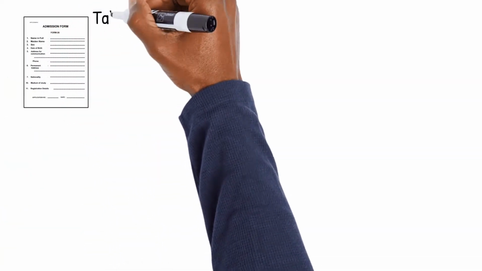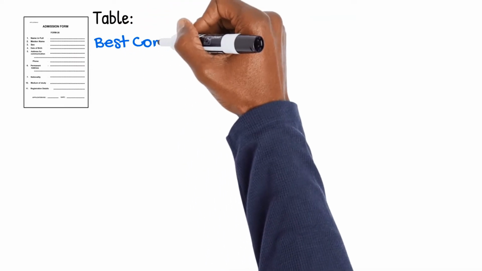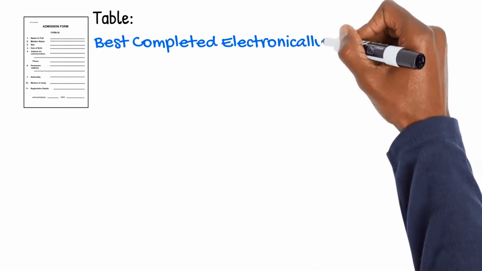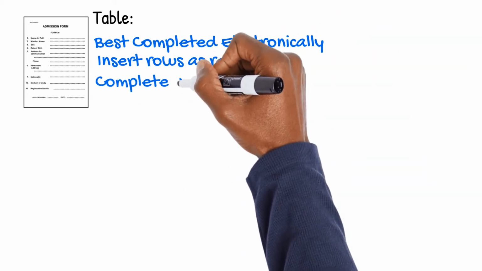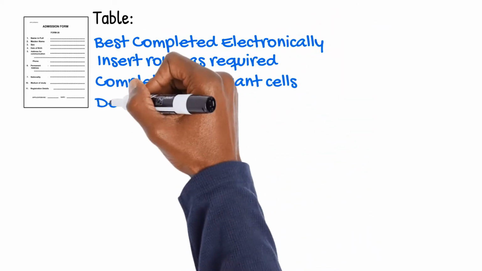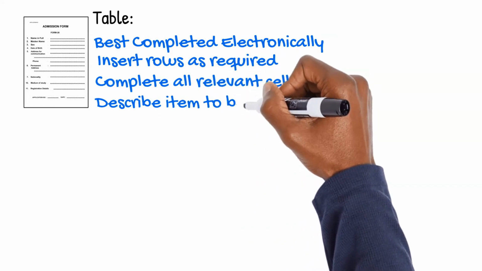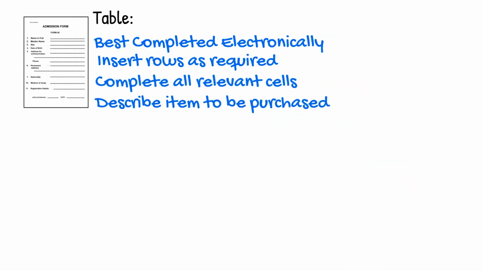Now we get to the most important part of the form, the table. The table is best completed electronically. It allows you to insert rows as is appropriate. Complete all relevant sections of the table. Describe your items to be purchased in its entirety.